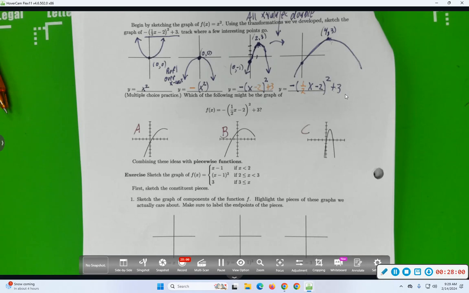Let's see. How many people like A? All right, see if your head's right. How many people like B? Anyone like C? Cool. Anyone have no ideas how to proceed? All right, folks who said A, why A? What was the deciding factor? Yeah, the vertex is at 4, 3.